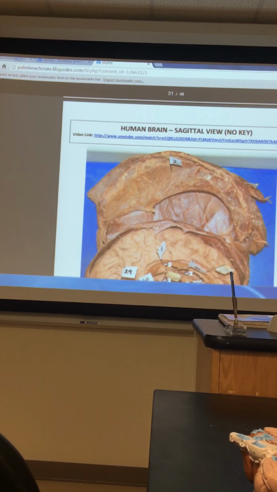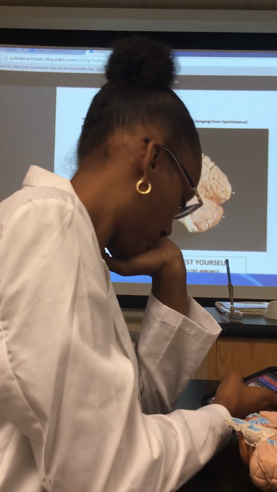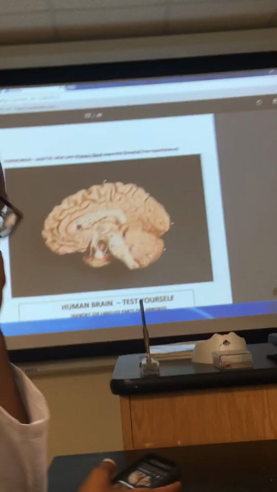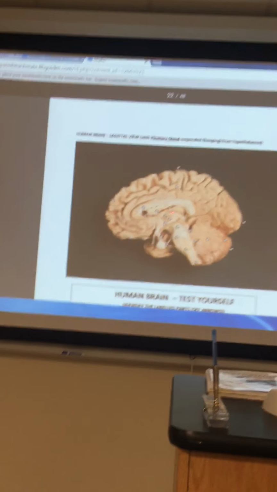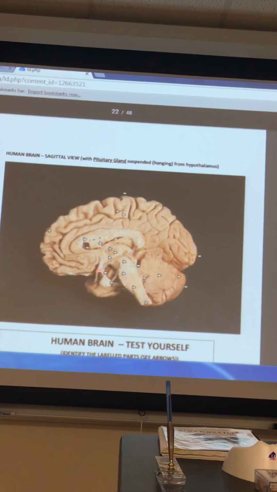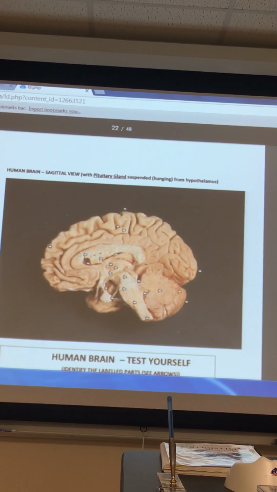This is the human brain. All the parts are pretty much the same. I've labeled more. Can you see now the pituitary gland better? Can you see that hanging? That's your thalamus, hypothalamus, the infundibulum that easily breaks off. That's your pituitary gland. The pineal gland is here.